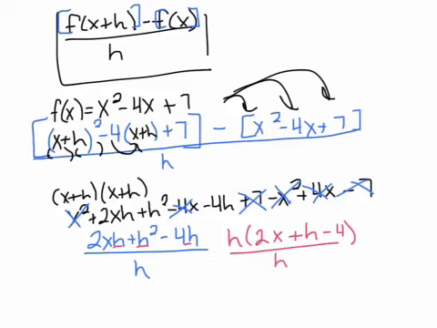So my final answer, again, when we're evaluating, we can have letters left over. I'm going to cancel the h, and the final answer is 2x plus h minus 4.